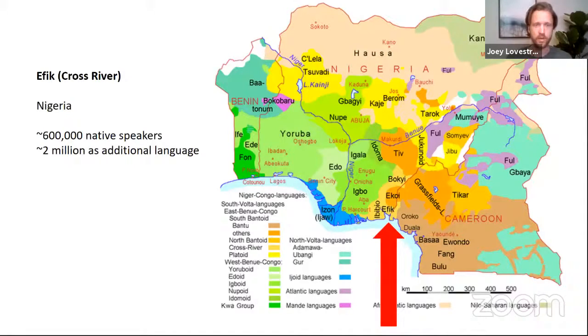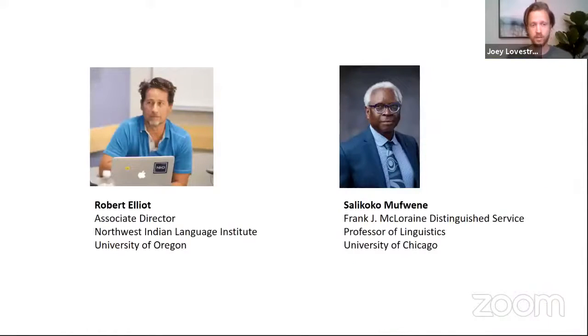Also with us is Robert Elliot, who's Associate Director of the Northwestern Language Institute at the University of Oregon, and Salikoko Mufwene, who among other titles is Professor of Linguistics at the University of Chicago. So we'll get to them a bit later in our discussion.